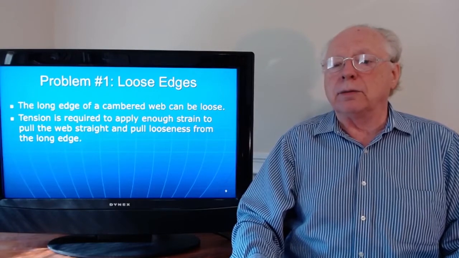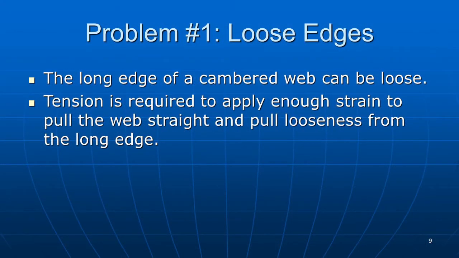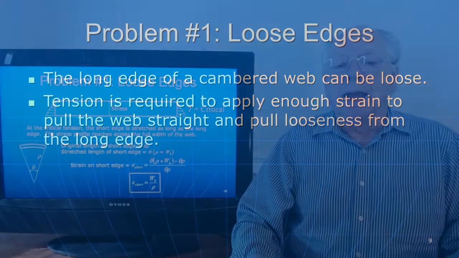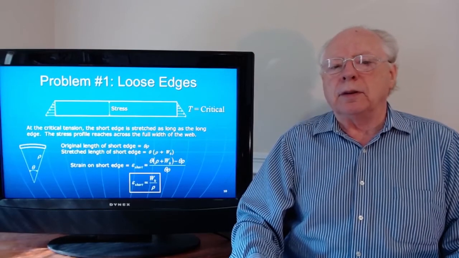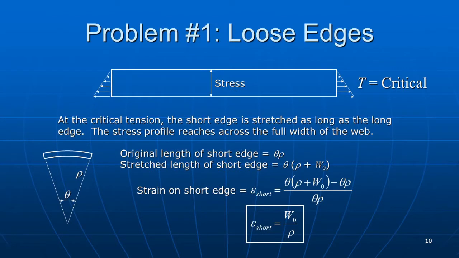Tension is required to apply enough strain to pull the web straight and pull looseness from the long edge. As we apply more tension, the short edge stretches more and the stress profile extends farther across the web. At high enough tension, the stress profile will eventually reach the long edge. At this point, we know something. We have stretched the short edge to be as long as the long edge. Knowing this, we can calculate the strain on the short edge.